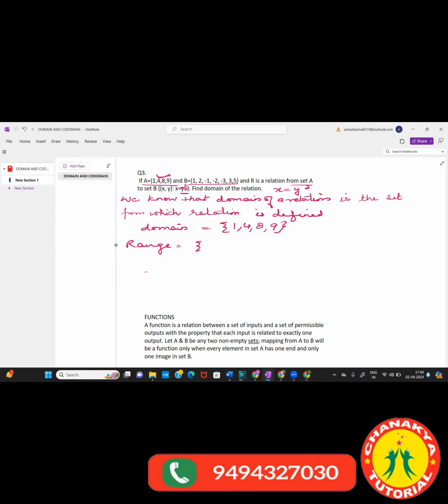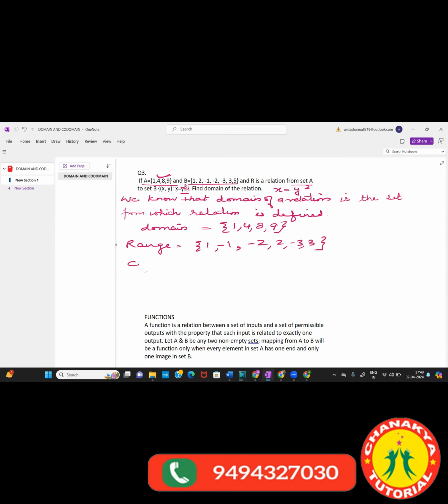And Dhanunjay, what will be your range, beta? Please tell me, ma'am, what will be your range. 1, 2, minus 1, minus 2, minus 3, 3, 5. Yes, your range will be 1, minus 1. Good. Your range will be 1, minus 1, minus 2, 2, minus 3 and 3.